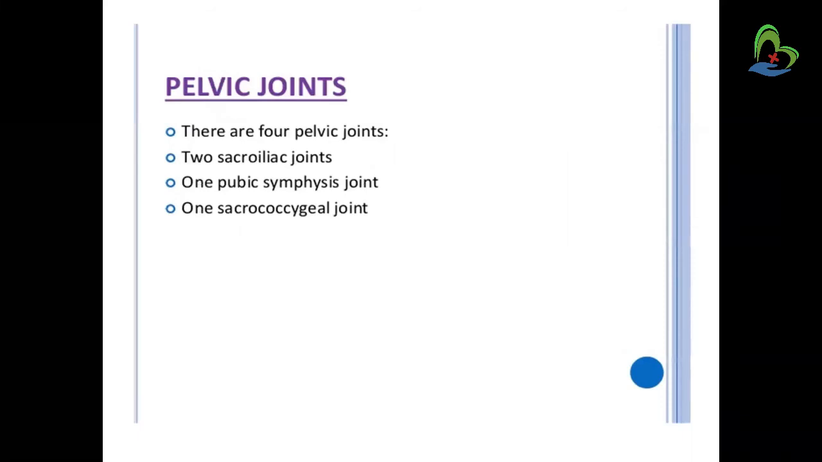Now the pelvic joints. There are a total of four pelvic joints: two sacroiliac joints, one pubic symphysis joint, and one sacrococcygeal joint. The sacroiliac joint is the joint present between the sacrum bone and the ilium bone. The pubic symphysis is the joint present between the two innominate bones. The sacrococcygeal joint is the joint present between the sacrum and the coccyx, connecting them to each other.